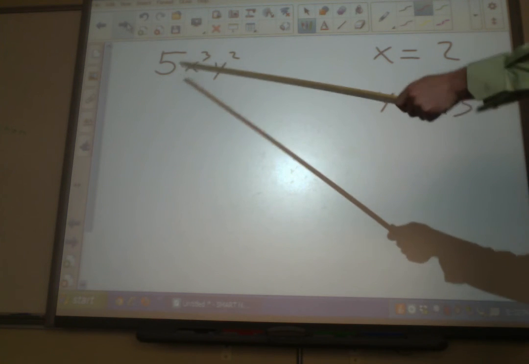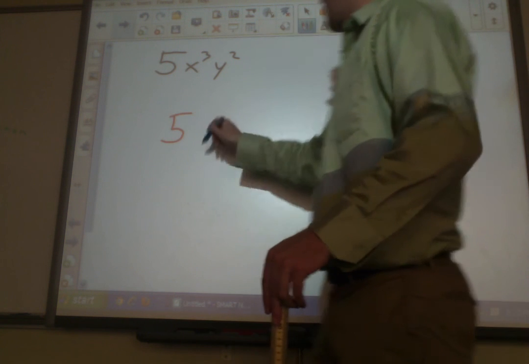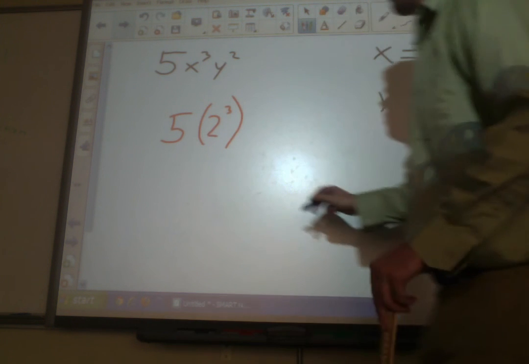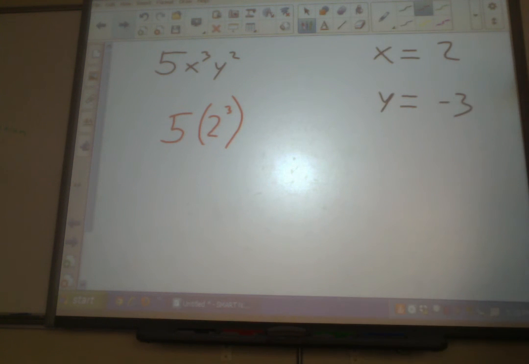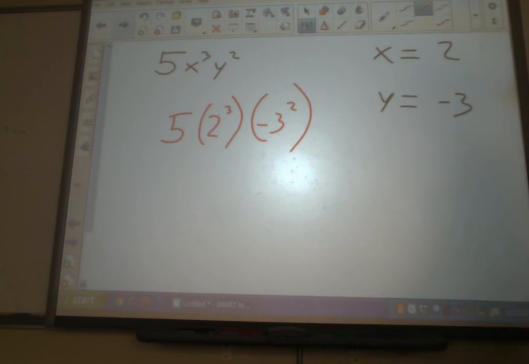This next expression is 5x to the third y squared. And we see that x equals 2 and y equals -3. So we're just going to go ahead and sub those in. So we've got 5. Instead of x to the third, it's 2 to the third. And instead of y squared, it's -3 squared. Okay? All right, well, the first thing we do is exponents. Okay, exponents. So 2 to the third power is 8, not 6.